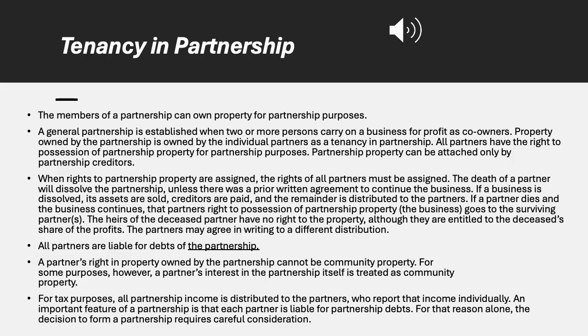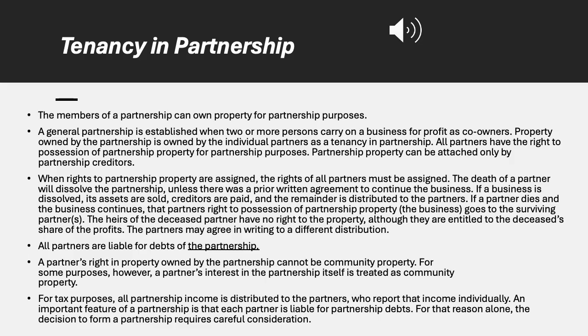The death of a partner will dissolve the partnership, unless there was a prior written agreement to continue the business. If a business is dissolved, its assets are sold, creditors are paid, and the remainder is distributed to the partners. If a partner dies and the business continues, that partner's right to possession of partnership property of the business goes to the surviving partner. The heirs of the deceased partner have no right to the property, although they are entitled to the deceased's share of the profits. The partners may agree in writing to a different distribution.